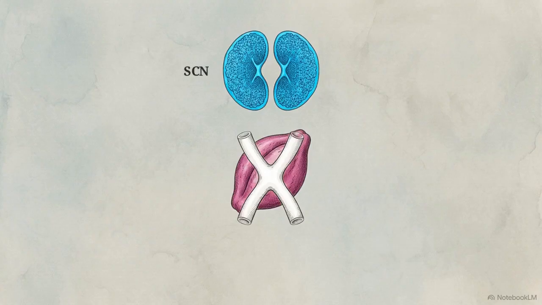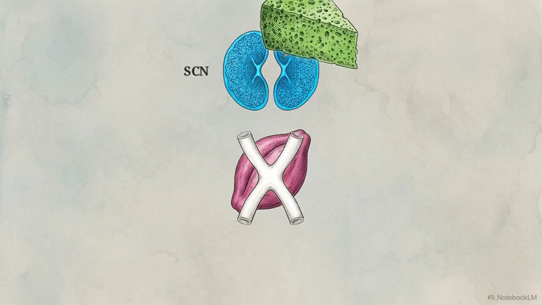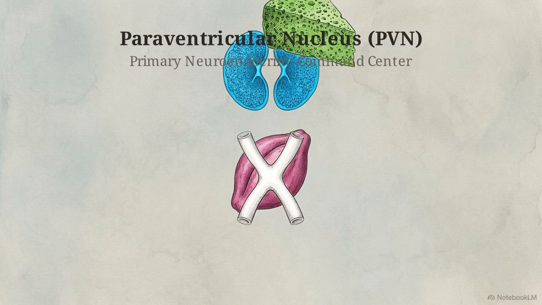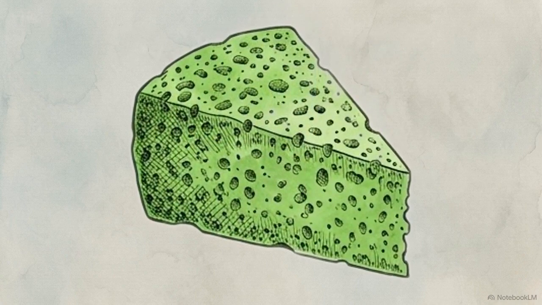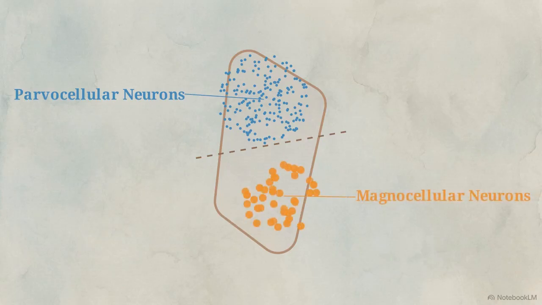Moving superiorly and laterally from the SCN, we encounter the most functionally diverse hub in the anterior region. This is the Paraventricular Nucleus, or PVN. It acts as the primary neuroendocrine command center. Looking at a cross-section of the PVN reveals a critical internal division. It houses two structurally distinct neuronal populations: small, densely packed parvocellular neurons alongside larger magnocellular neurons.